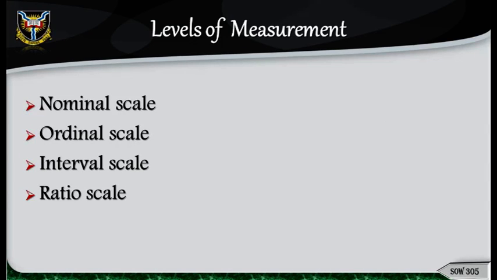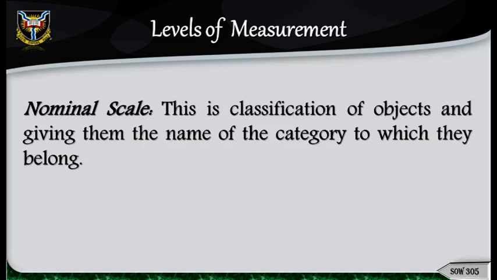A. Nominal scale. B. Ordinal scale. C. Interval scale. D. Ratio scale. A. Nominal scale. This is classification of objects and giving them the name of the category to which they belong. The variables have only the characteristics of exhaustiveness and mutual exclusiveness. Examples include gender, ethnicity, religious affiliation, birthplace, and so on.